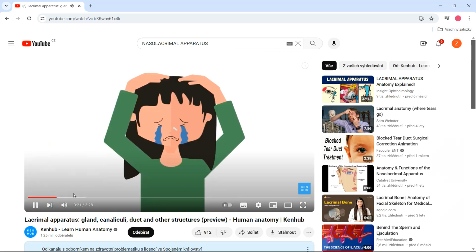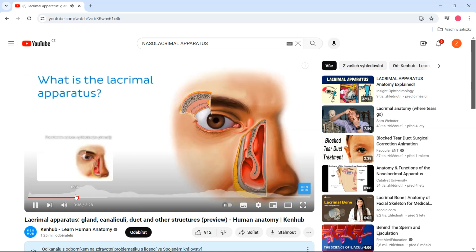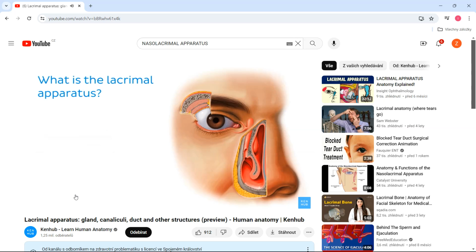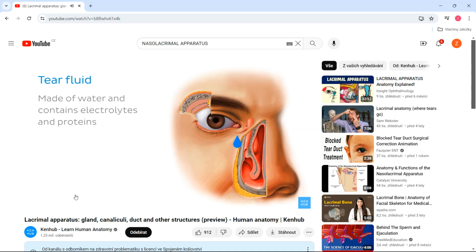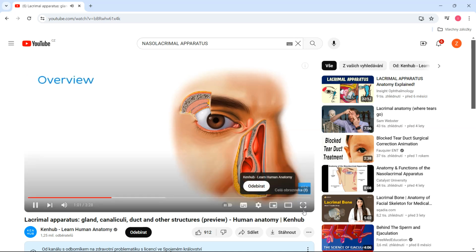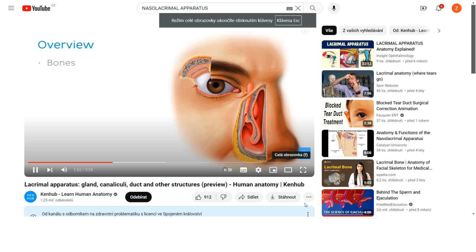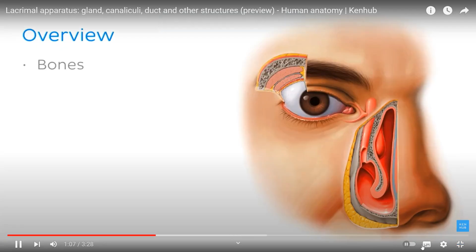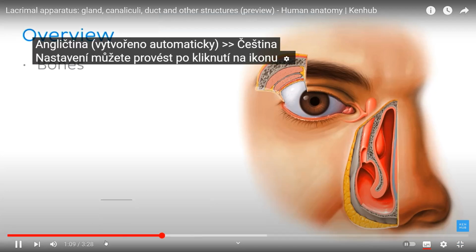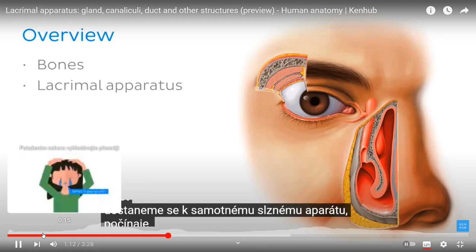The lacrimal apparatus is a group of structures responsible for generating tears and collecting and draining the tear fluid. The tear fluid is made up of water and contains many electrolytes, proteins, and more. It functions as a lubricant for the eye and protects it from infection. Now let's get into the anatomy. Here's a quick overview of what we'll be looking at today. And we're going to start with the relevant bones around the lacrimal apparatus to really orientate ourselves with where the components will lay. Then we'll get to the lacrimal apparatus itself.